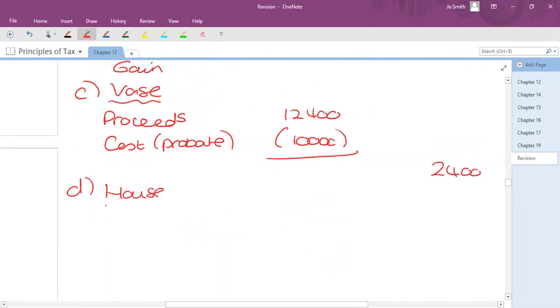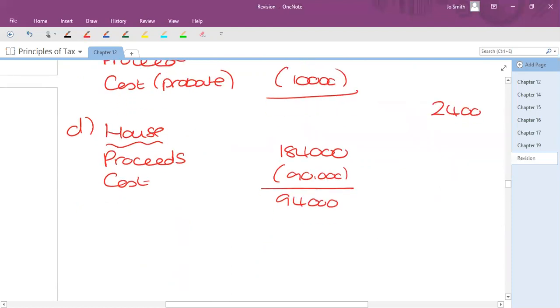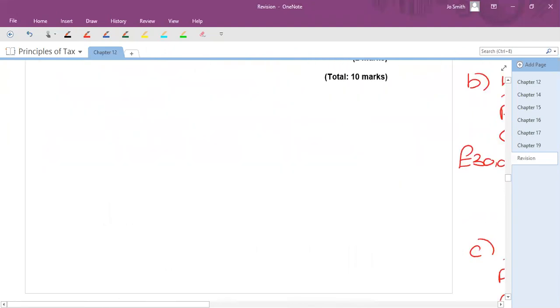Now this one's going to take a little bit more working out, but let's do the basics first of all. So she sold the house for 184, and the original cost was 90,000. So the original gain is 94,000. Now, if that had been an investment property, then that would be the end of it. If she'd always lived in the property as her main residence, then that would have been fully exempt, but she didn't.